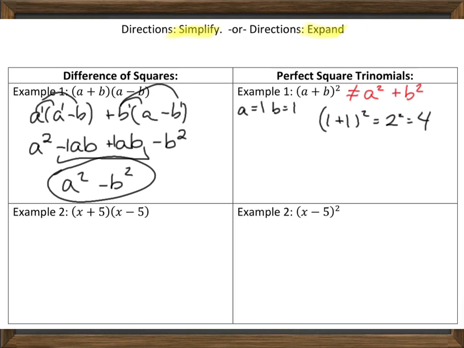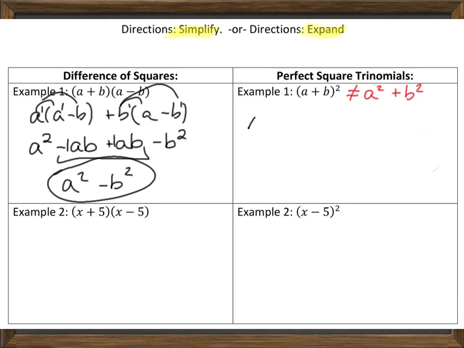But then if that's equal to a squared plus b squared, then that would be equal to 1 squared plus 1 squared, which is 1 plus 1, which is equal to 2. Okay, 4 and 2 are clearly not the same. So again, by picking some values of a and b, we can see that this is just not true.